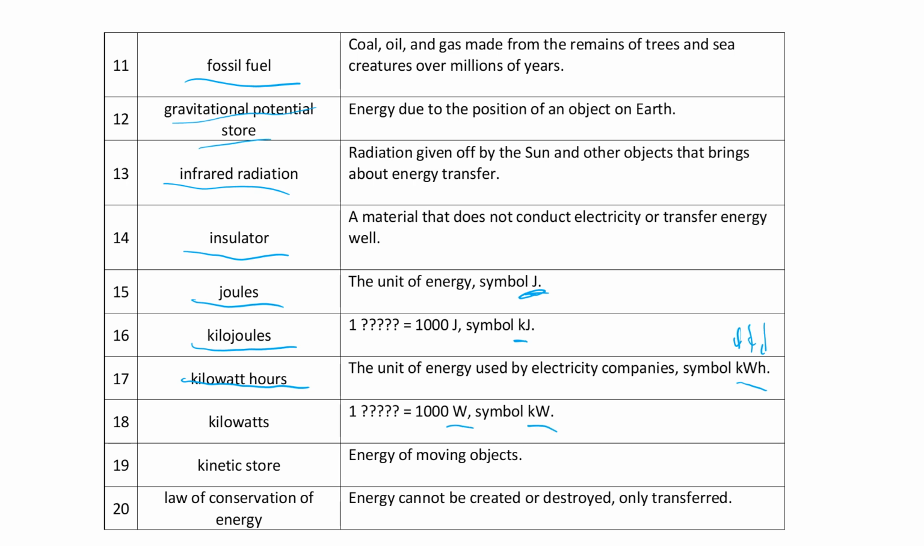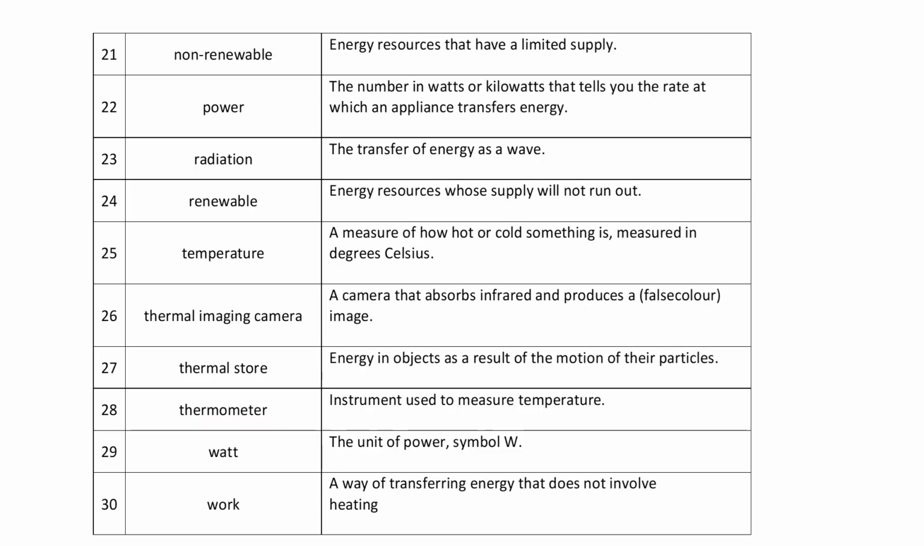Right, watts, kW, kilowatts. Energy of moving, kinetic. Energy cannot be created or destroyed, only transferred. So you give off energy, but it then doesn't disappear, it gets transferred into something else. Law of conservation of energy. Energy resource that has limited supply are non-renewable: coal, oil, gas. The number of watts or kilowatts tells you the rate at which an appliance transfers energy. So rate of transfer of energy is power in watts.